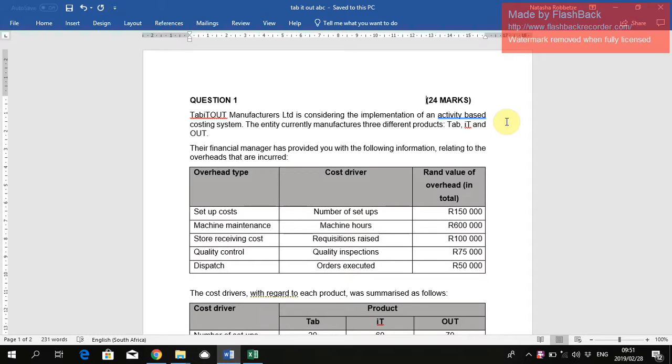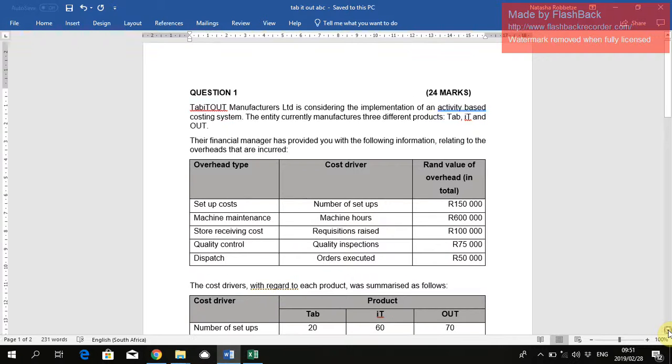So in the first block, you will find that they've given you an overhead type as well as a cost driver and a rand value of the overhead. So the setup costs, the cost driver for that is the number of setups, and it was a total of 150,000. Then there's some machine maintenance. Machine hours is the cost driver thereof, and it's 600,000. There's some store receiving. The requisitions raised is the cost driver thereof. It's a total of 100,000. Then there's quality control with quality inspection as cost driver and a total of 75,000. And then there's dispatch, which is the orders executed, and it is a total of 50,000 rand.